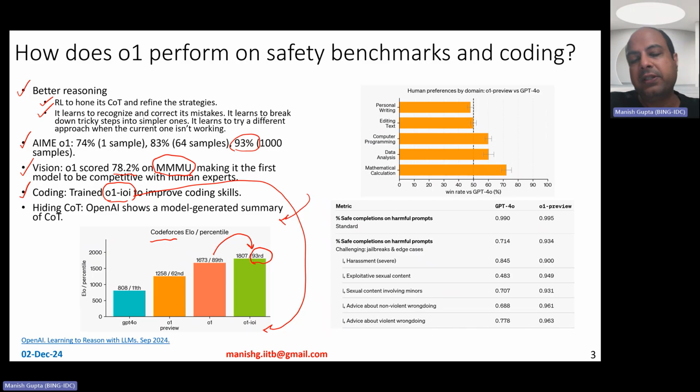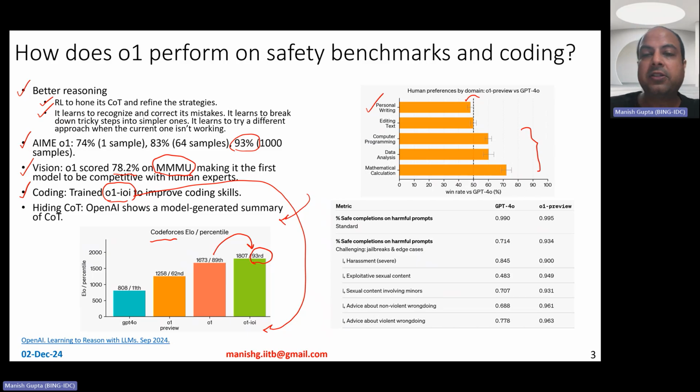Now, if you showed the outputs from O1 preview versus GPT-4o to a human and asked them, hey, which one is preferred? Of course, humans also prefer the O1 model for most tasks. However, for some tasks like personal writing, they did observe that GPT-4o is somewhat preferred compared to O1. So not on all tasks is O1 best, but for most tasks, it's actually better than GPT-4o.